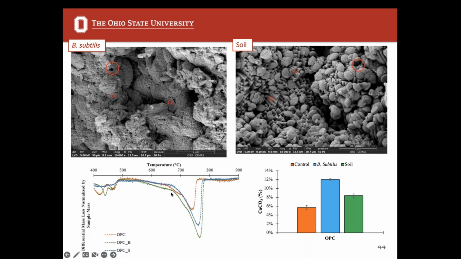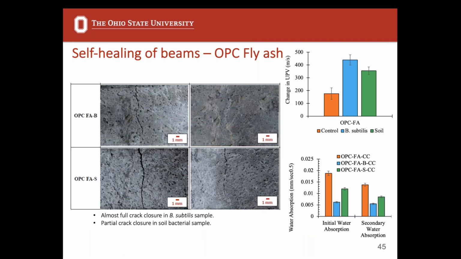We did also see increases in calcium carbonate quantities shown in TGA. So remember we looked at this before, and calcium carbonate burns off between 600 and 800 C, and we see increasing area under the curve for the bacterial samples compared to the OPC. And you can see how that translates to calcium carbonate percentage here on the right. So we're up to about a 12% calcium carbonate percentage in the B subtilis sample, a little bit lower at 8% in the soil, and down at 6% for our standard OPC. So we do see additional generation of materials with the presence of the bacteria.